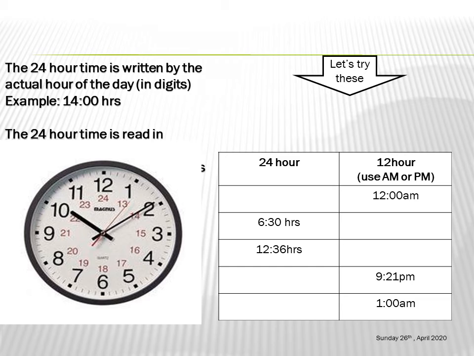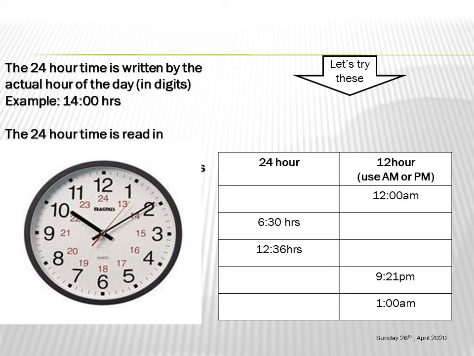Now, students, let's try to see how to fill in the 12 and 24-hour time equivalents. Remember that the 24-hour time is written by the actual hour of the day. Like when it is the 13th hour, the 24-hour clock says 1300 hours. When it is the first hour of the day, the 24-hour clock says 100 hours. That means it is a.m. Remember, I said to you that the first 12 hours is a.m. and the second 12 is p.m.